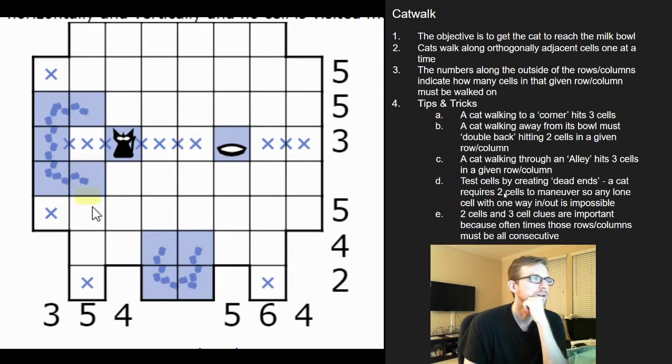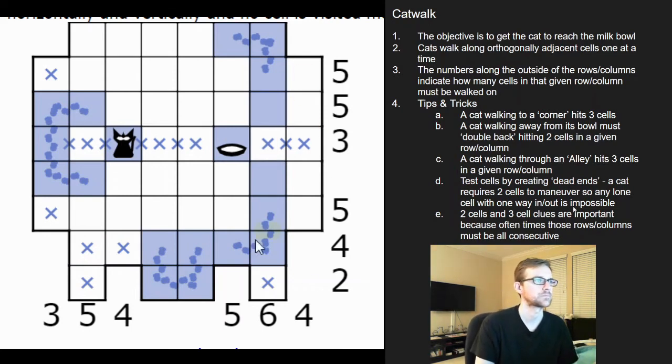This 5 now, this 5 is resolved. No, it's not. I'm sorry. 3, 6, yeah, no, not yet. This 6 is resolved though. 3 on the bottom, 3 on the top. This is a corner, so he has to come like that. That's a corner, so it has to come like that, and that's resolved the 4. So those are no good anymore.